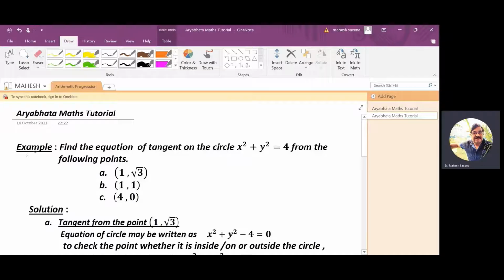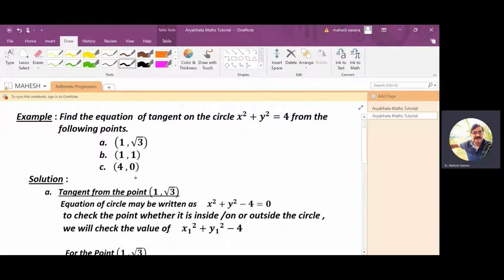Now we take an example. Find the equation of a tangent on the circle x square plus y square equal to 4 from the following points. Now we take the points one by one. First, the point (1, root 3). Since the equation of the circle is x square plus y square equal to 4, it can be written as x square plus y square minus 4 is equal to 0.